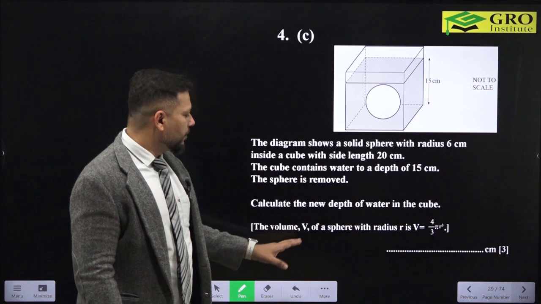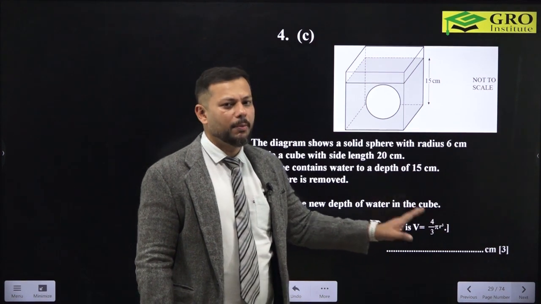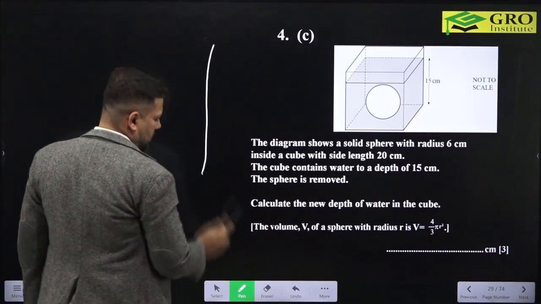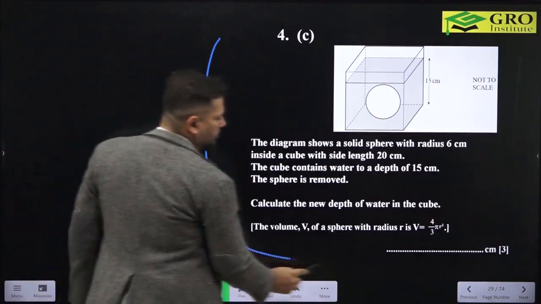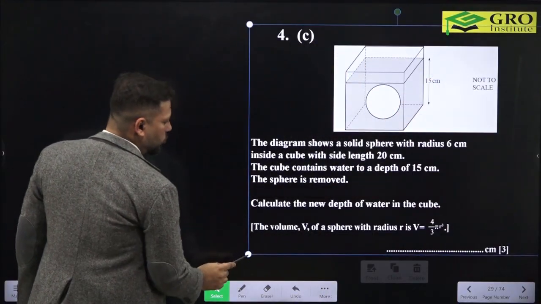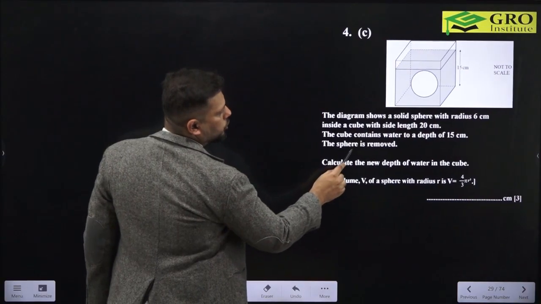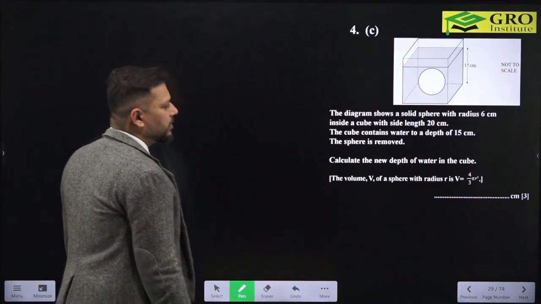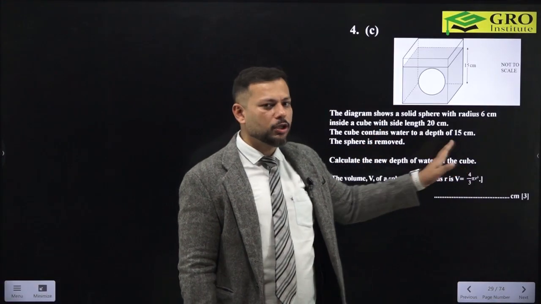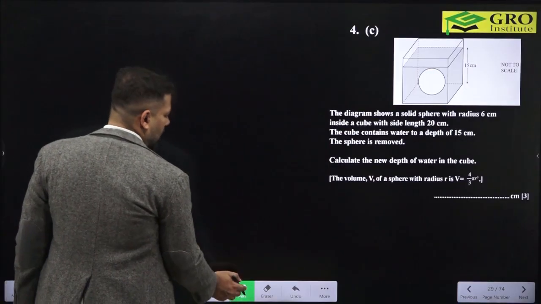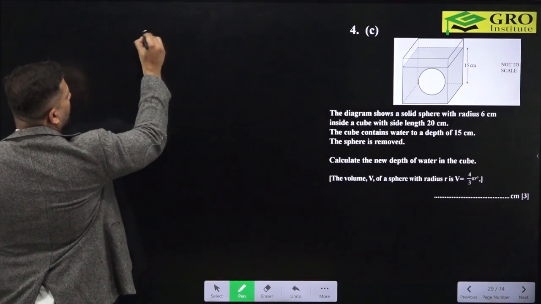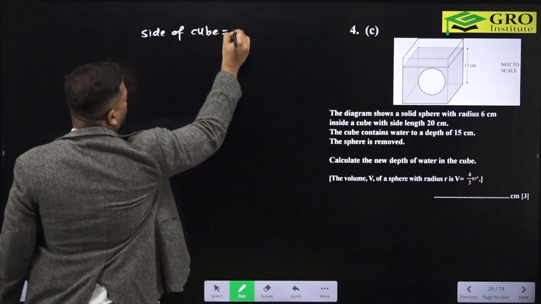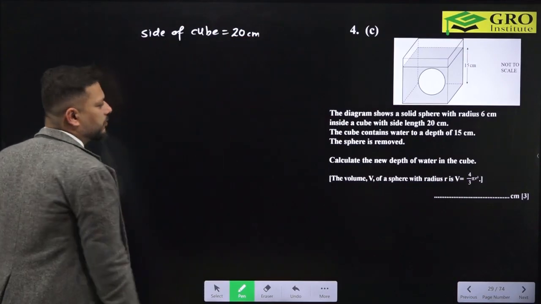Also, we are being given that volume of a sphere with radius r is 4/3 pi r cube. Let us quickly find it out, guys. This question is quite interesting. It involves some basic concepts and the use of proper formulae related to cube and the sphere. First of all, what is being given, guys? Are we being given with the side of the cube? Yes, the side length of the cube is given to us as 20 centimeter. Let us write it. Side of cube is equal to 20 centimeter.